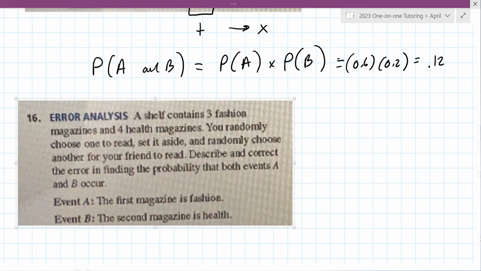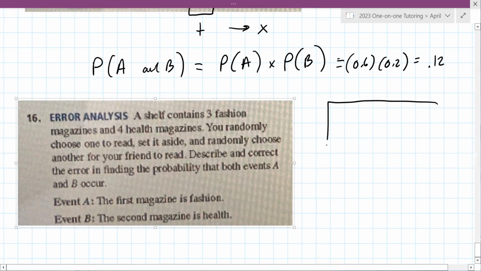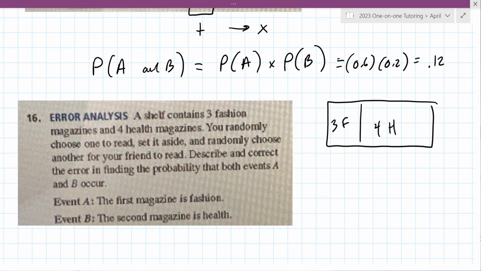So my preference here on these error analysis problems is to actually just do them without looking at it and then comparing to what they have. So a shelf contains 3 fashion and 4 health magazines. You randomly choose one to read, set it aside. That's very important since you set it aside, and randomly choose another for your friend to read. Describe the error. Okay, so let's just go through it.